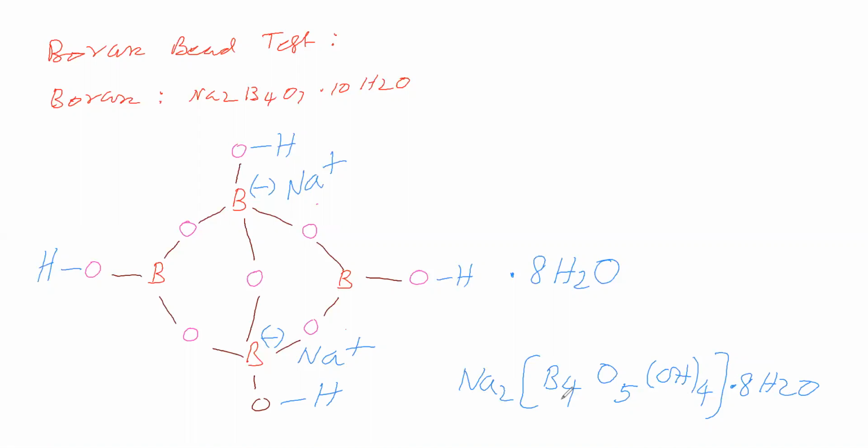So in the borax, 4 boron atoms are there: 1, 2, 3, 4. Then 5 oxygen atoms are acting like a bridge. One oxygen is acting like a bridge between two boron atoms, second oxygen, third oxygen, fourth oxygen, fifth oxygen atom acting like a bridge. So 5 oxygens are acting like a bridge. And then each boron is having one OH group, so that is 4 OH groups.